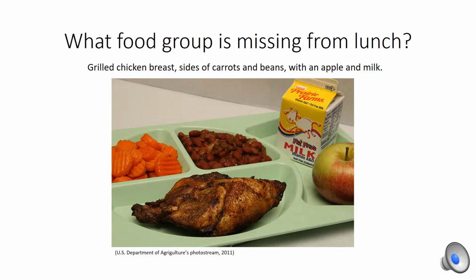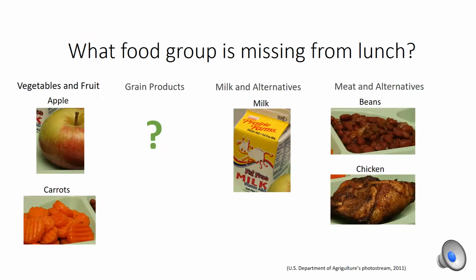What food group is missing? That's right, a grain product has not been offered in this lunch example. The apple counts as a vegetable and fruit, the carrots count as a vegetable and fruit, and the milk is a milk and alternative, and both the beans and chicken belong in the meat and alternatives category.